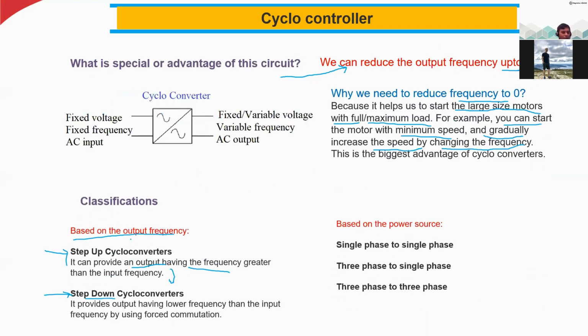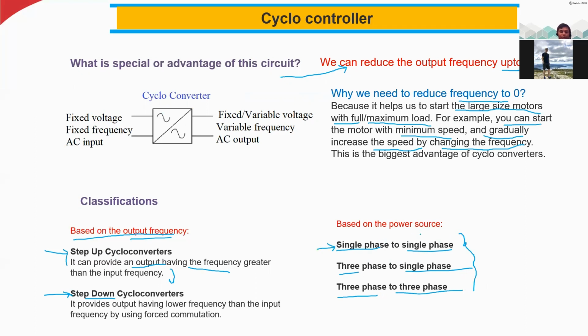So this is called a step up cycloconverter. So this is based on the output frequency, and based on the input power source, you can also classify into 3 types: single phase to single phase, 3 phase to single phase, or 3 phase to 3 phase. So there are 3 different types.